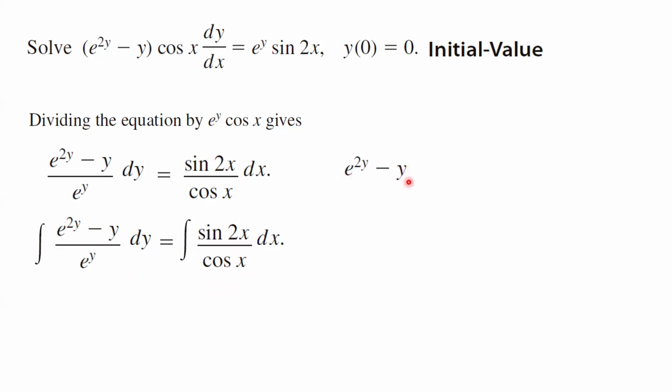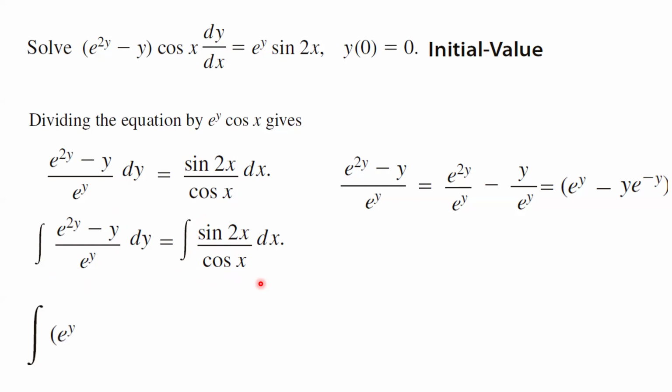For (e^(2y) - y) divided by e^y, we can separate these into two fractions. It's going to be e^(2y) divided by e^y minus y over e^y, which in turn can be simplified into e^y minus y e^(-y). When you have e^(2y), it means you have e^y times e^y. One of the e^y cancels out, so you end up with e^y minus y. And you bring this to the numerator, it gets a negative exponent. So this is for the left-hand side. For the right-hand side, we're going to go back to pre-calculus. So the integral on the left-hand side is basically the integral of e^y minus y e^(-y) dy.